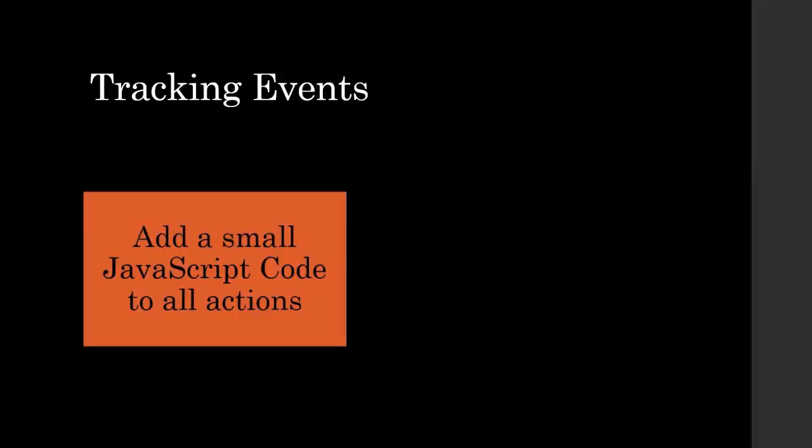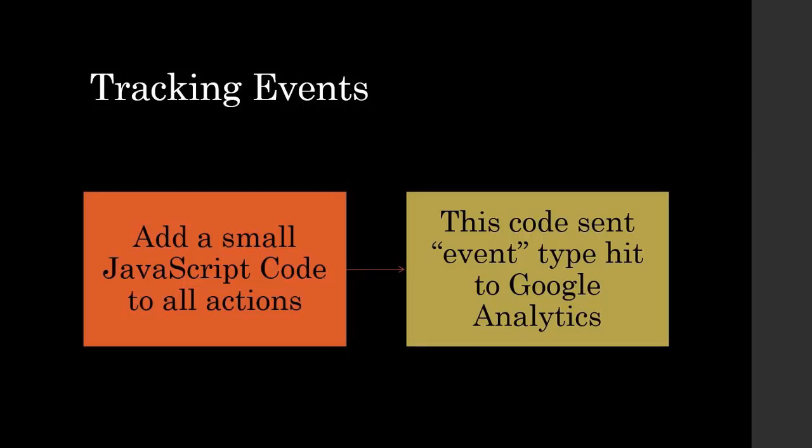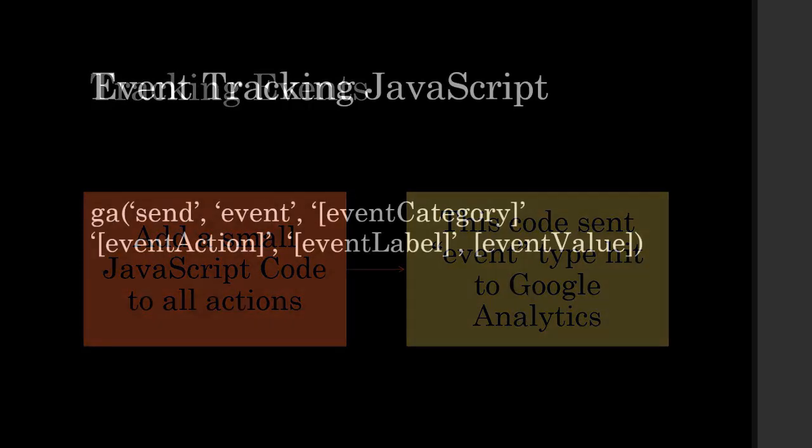So how do you track events? In order to track any action as an event, you need to add a small JavaScript code to the element, to the action that you want to track. If you're using Google Tag Manager, then you do not need to add JavaScript to every action, as it can be easily done within the Google Tag Manager interface. This JavaScript sends the event type hit to Google Analytics for tracking these events. The call looks like following.